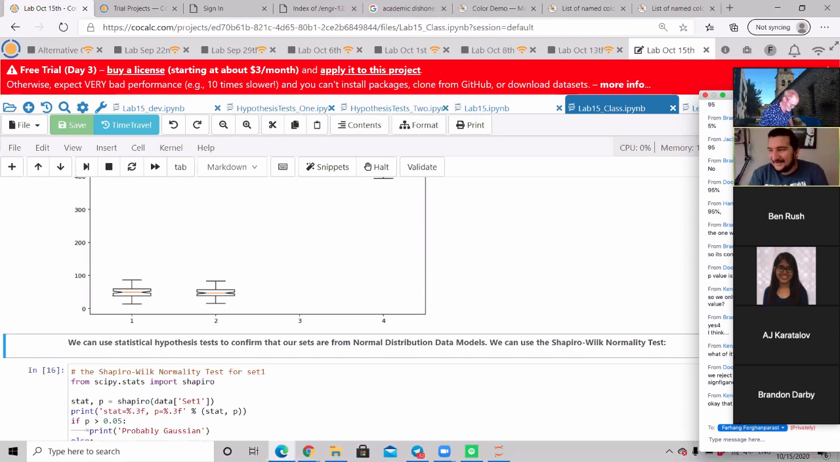So I saw a confusion in the chat box, and Dewey's answer is correct. We do reject the null hypothesis if the p-value is lower than the significance level.